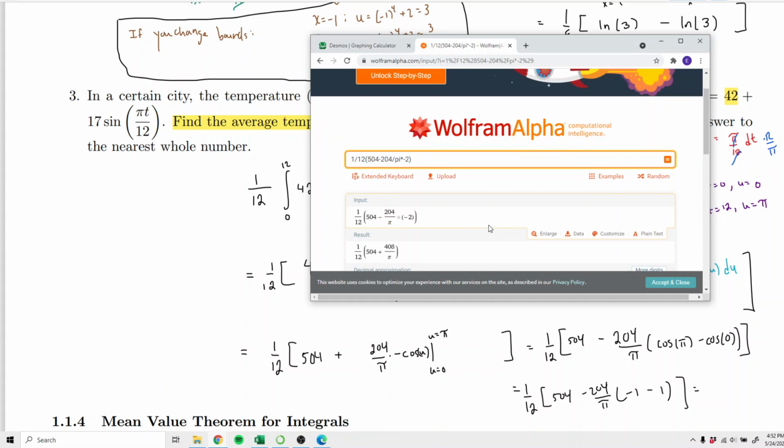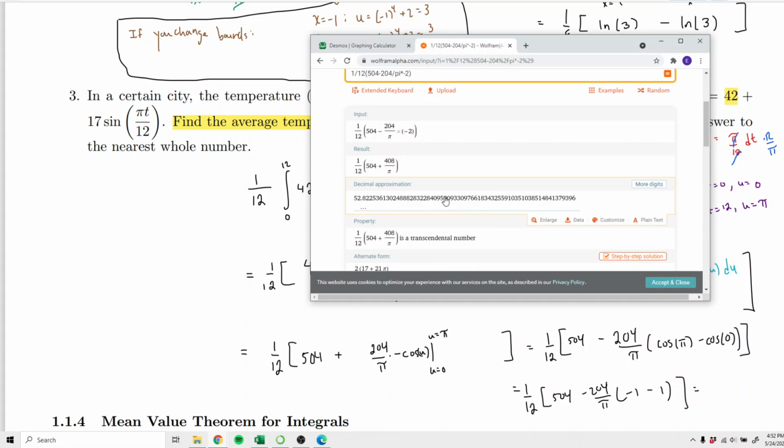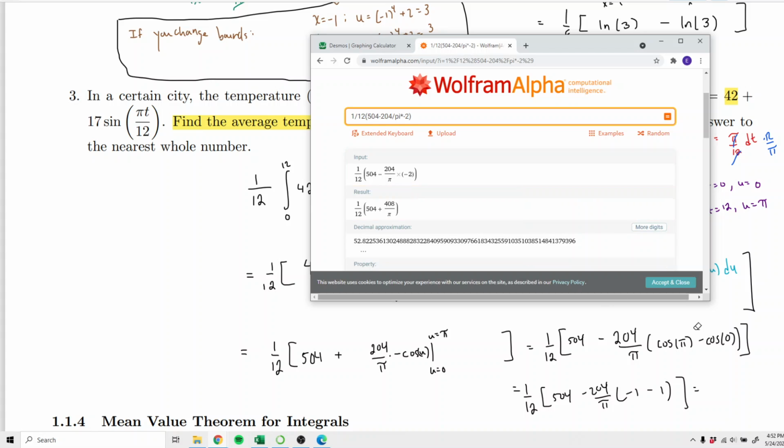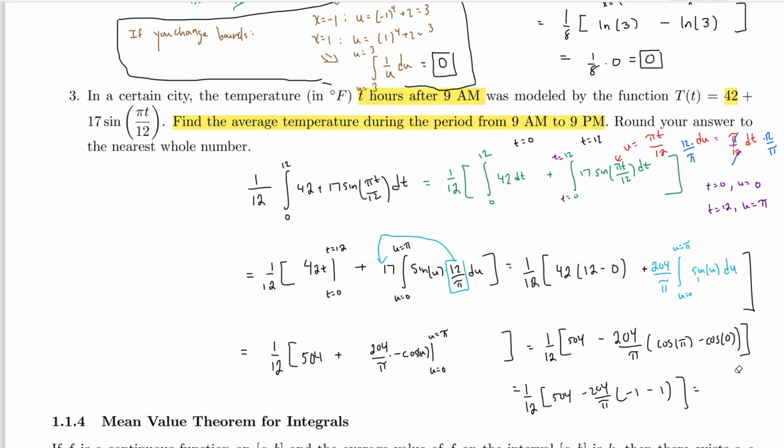So let's go ahead and make sure it works. And that's what we want. That's much better. The negative 2 should be on the top or the side, not the bottom of the pi. And rounded to the nearest whole number, it's 53. So for the 12 hours after 9 a.m., from 9 a.m. to 9 p.m., it is 53 degrees Fahrenheit, rounded to the nearest whole number.